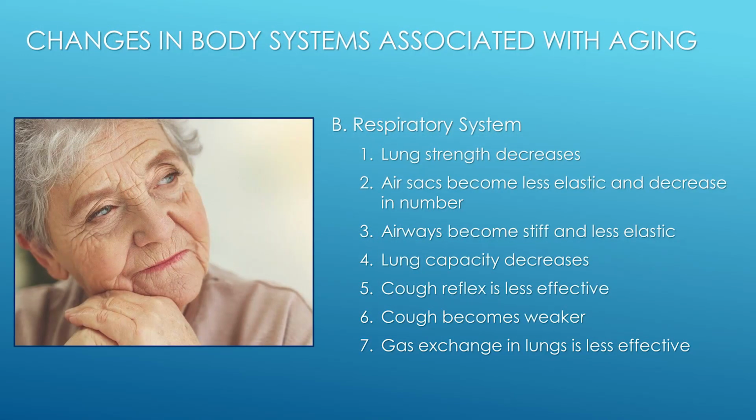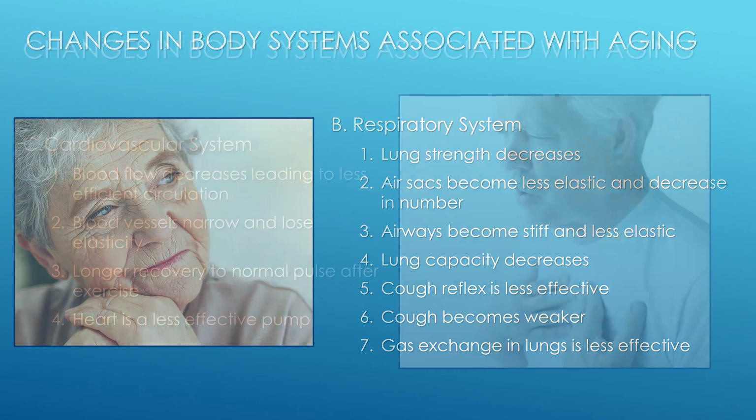B. Respiratory system. Lung strength decreases. Air sacs become less elastic and decrease in number. Airways become stiff and less elastic. Lung capacity decreases. Cough reflex is less effective. Cough becomes weaker, and gas exchange in lungs is less effective.